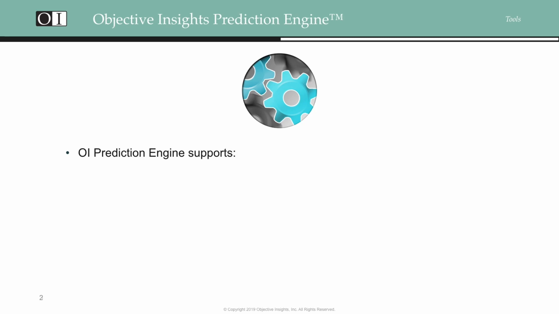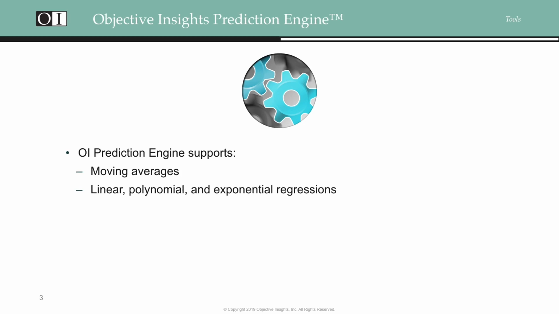So first of all, the OI Prediction Engine supports the following well-accepted trending methods: moving averages, linear, exponential, and polynomial regressions, exponential smoothing, and Box-Jenkins ARIMA models. To build the OI Prediction Engine, we went to the original books and articles written by researchers who developed these forecasting methodologies in the first place.